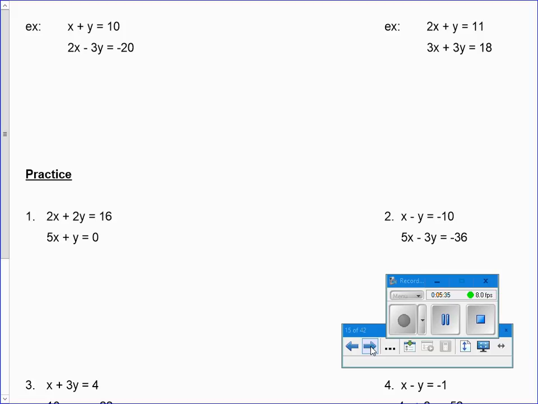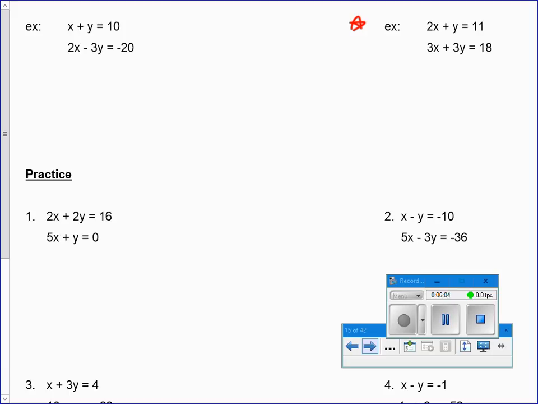So we'll do the one on the right hand side first. Let's say this time, instead of eliminating the y's like I did before, I want to eliminate the x's. On this one, 2 doesn't multiply up to 3, and 3 doesn't multiply up to 2, so I would have to multiply both equations. Understanding the idea of least common multiples or common denominators, like we've been working with, is very important for this.